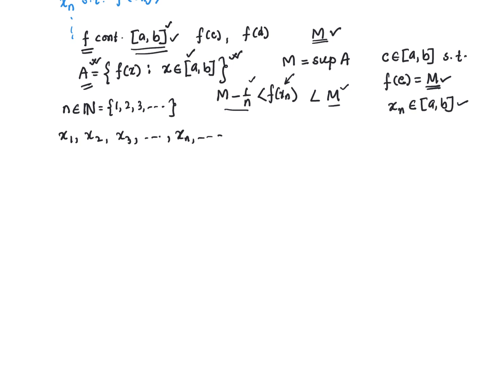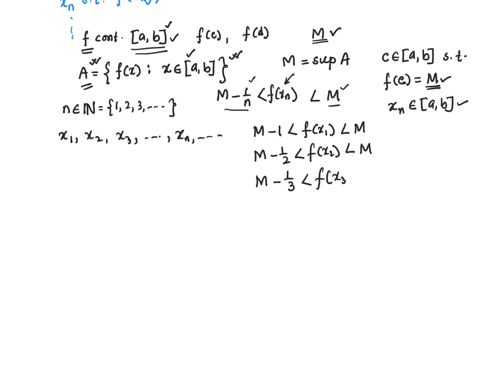Just to give you an example, M minus 1 is less than f of x1 is less than M. Then M minus 1 half is less than f of x2 less than M. M minus 1/3 is less than f of x3 less than M. And I can keep going. M minus 1 over n is less than f of xn is less than M.